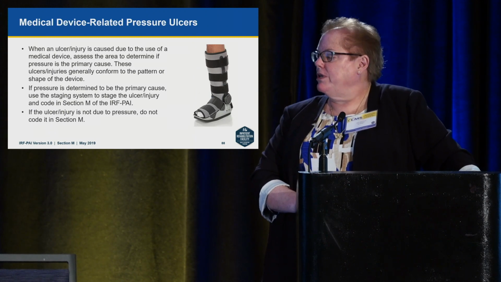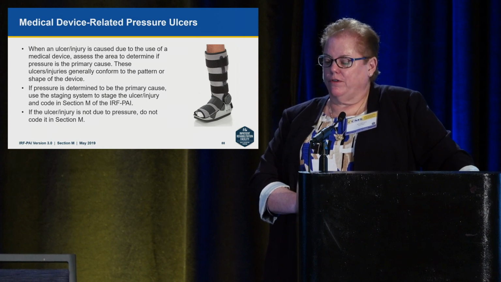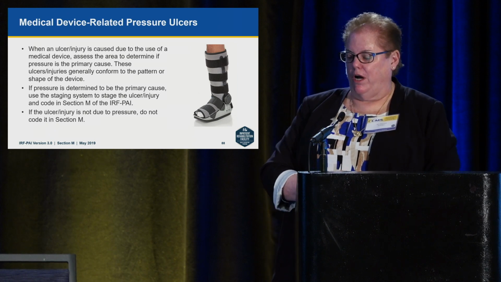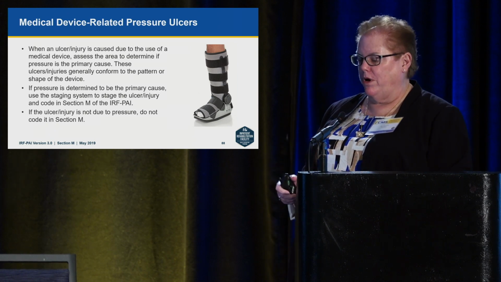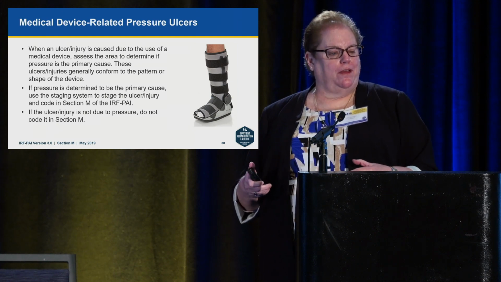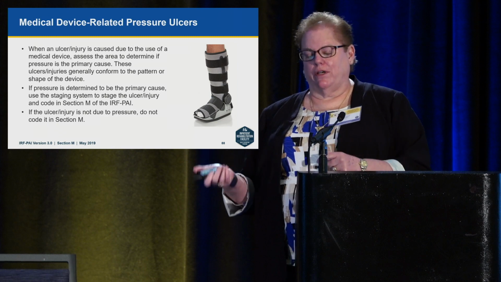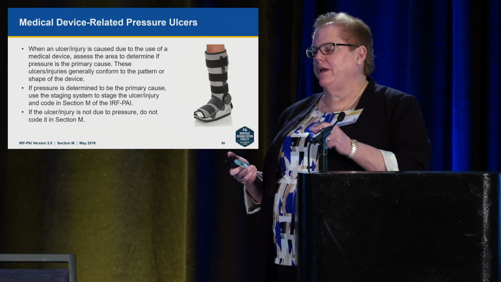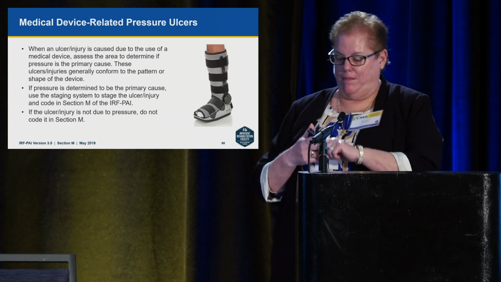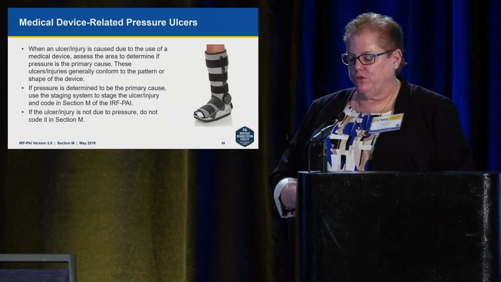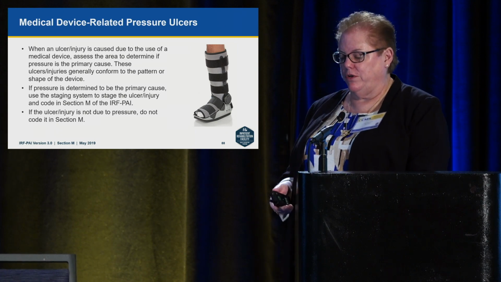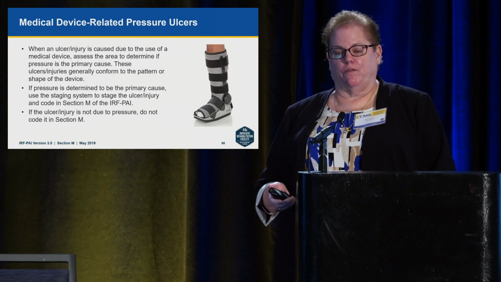So when an ulcer or injury is caused due to the use of a medical device, assess the area to determine if pressure is the primary cause. And these ulcers or injuries generally conform to the pattern or shape of the device. You see something on the calf, and you're saying, how the heck did they get that? And you'll look at their splints, you might look at their wheelchair, whatever, and you can often just match it up to something in their environment that matches that directly. If the pressure ulcer is determined to be a primary cause, use the staging system to stage the ulcer or injury and code in Section M of the IRF-PAI.